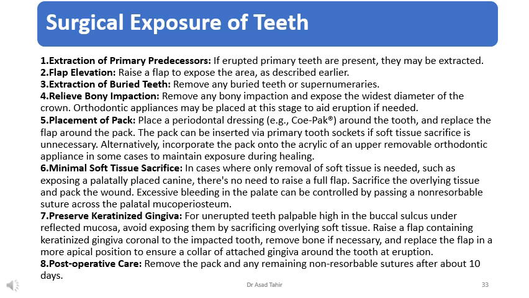Preserve keratinized gingiva. For unerupted teeth palpable high in the buccal sulcus under alveolar mucosa, avoid exposing them by sacrificing overlying soft tissue. Raise a flap containing keratinized gingiva coronal to the impacted tooth, remove bone if necessary, and replace the flap in a more apical position to ensure a collar of attached gingiva around the tooth at eruption. Postoperative care. Remove the pack and any remaining non-resorbable sutures after about 10 days.